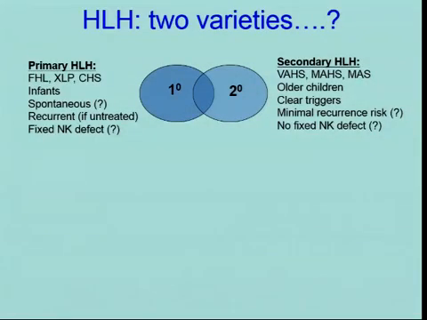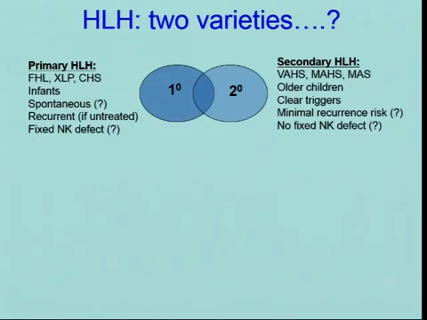So classically the thought was there were 2 varieties of HLH, primary HLH, which was most common in infants. It was recurrent. It was thought that this had an NK cell defect. And then there was the secondary HLH, viral-associated HLH, macrophage activation syndrome. Classically, it was thought this was in older children. There was usually a trigger. You could treat them. They didn't have to have definitive immune correction with a bone marrow transplant, and these patients typically did not have an NK cell defect. And that was the paradigm when I was in training in the 1990s.